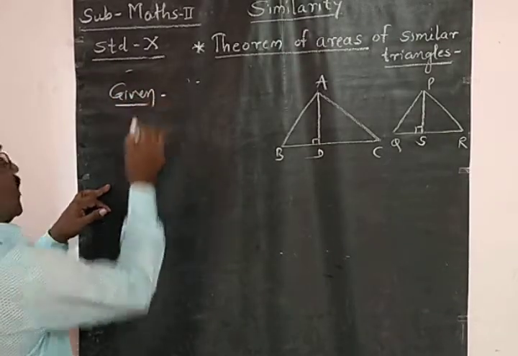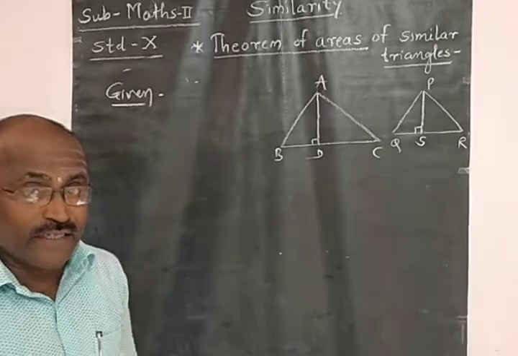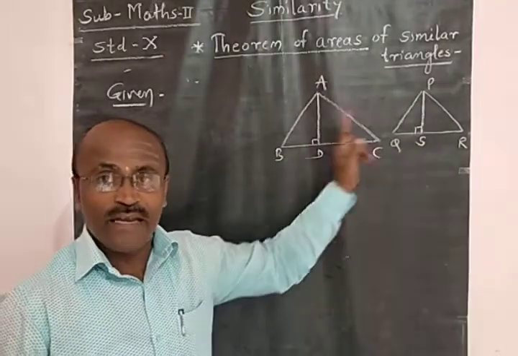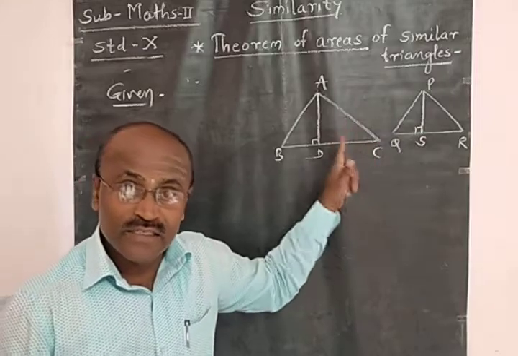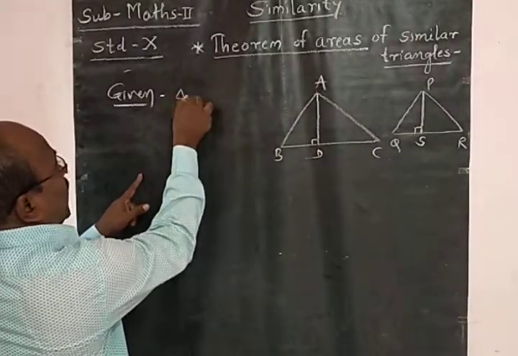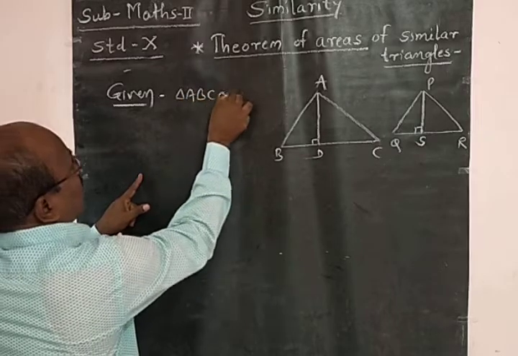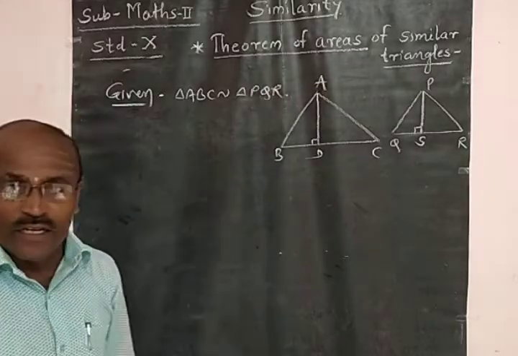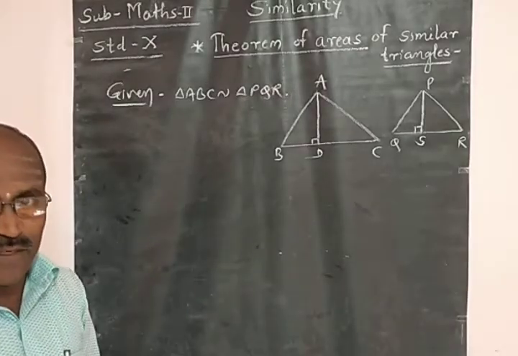Two triangles are similar. Which two triangles have you taken here? We have taken the triangles ABC and PQR. These are the similar triangles. So here in the given statement write triangle ABC is similar to triangle PQR. These two triangles are similar, so it is in the given statement.